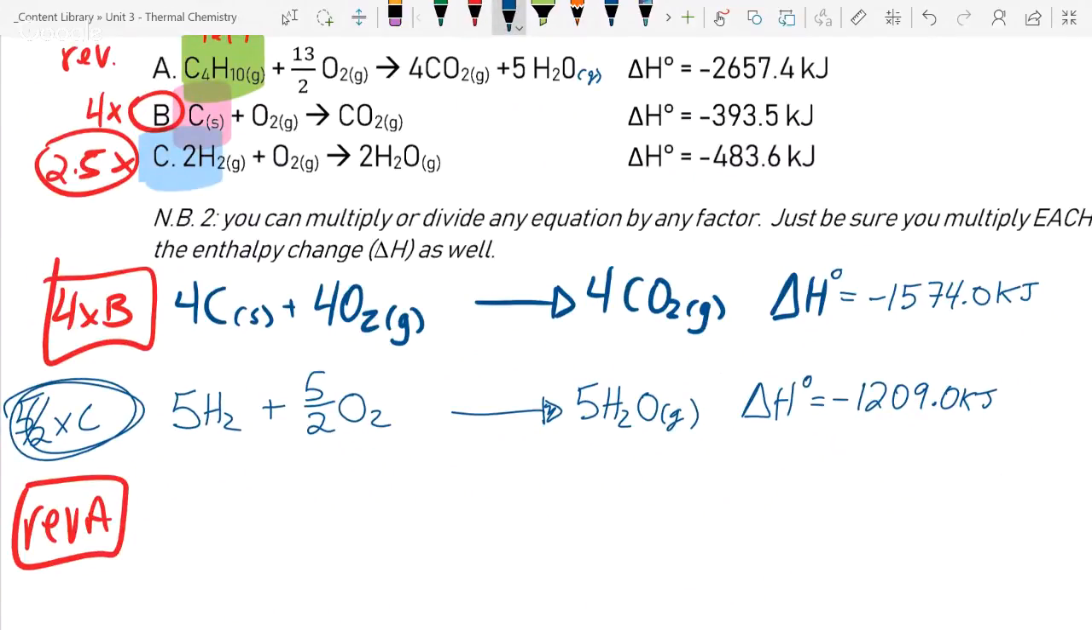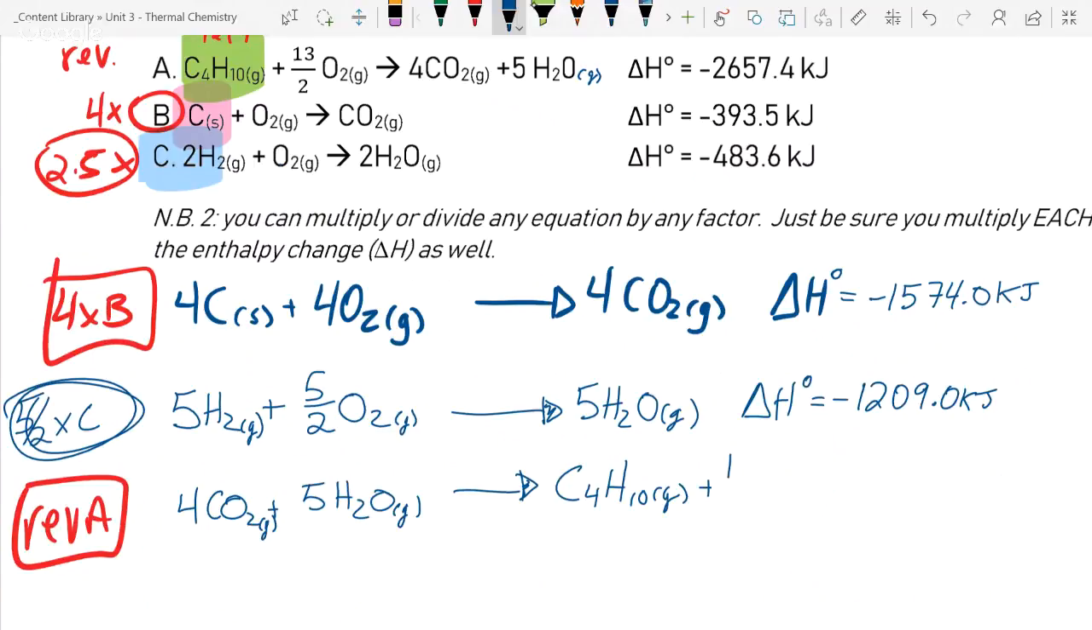What should I be writing? All right, so you're writing 4 CO2 plus 5 water. And those are both gaseous, right? Okay. Yields C4H10. Great. Plus... And that's it? And what's my delta H for that?